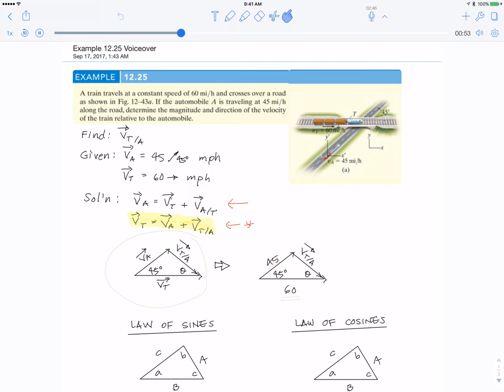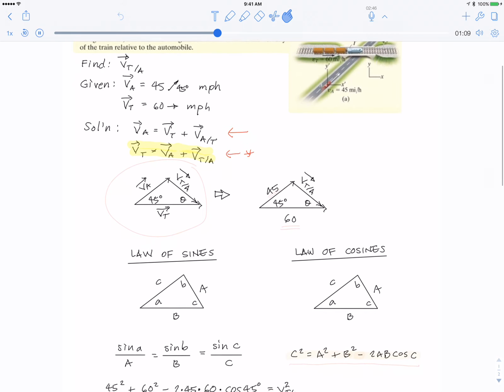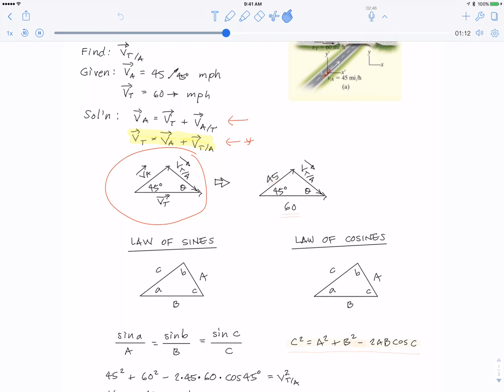Then from there, it's just vectors. And so the velocity of the train is 60 miles per hour in the x direction. The velocity of A is 45 degrees going up, and train relative to A must be coming down at some angle. Now, the way I've drawn this here, it looks like theta is 45 degrees, but that's not necessarily the case. It all depends on how the numbers come out.